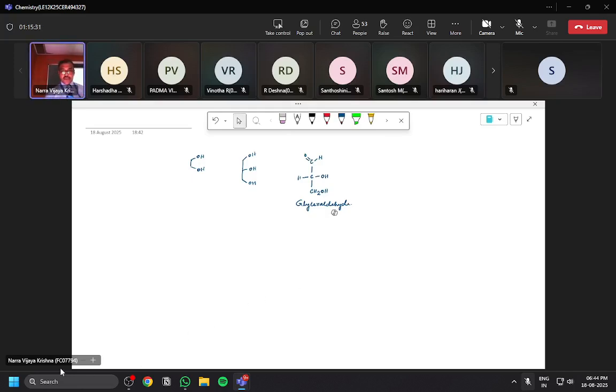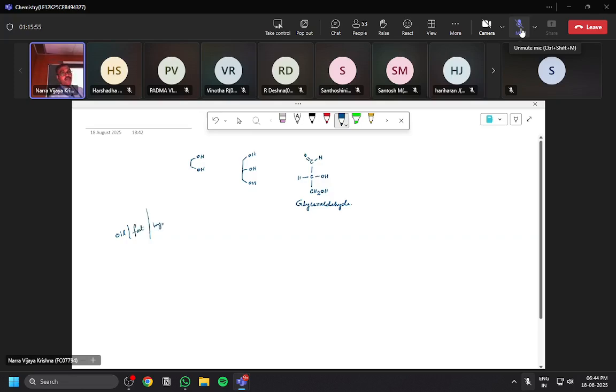Is it clear? Ethylene glycol, glycerol, and this is glyceraldehyde. What is the use of this glycerol? How did you get this glycerol? From any oil or fat.